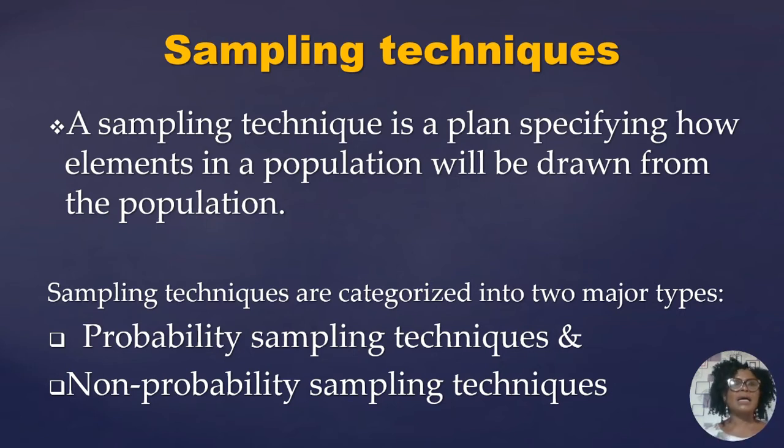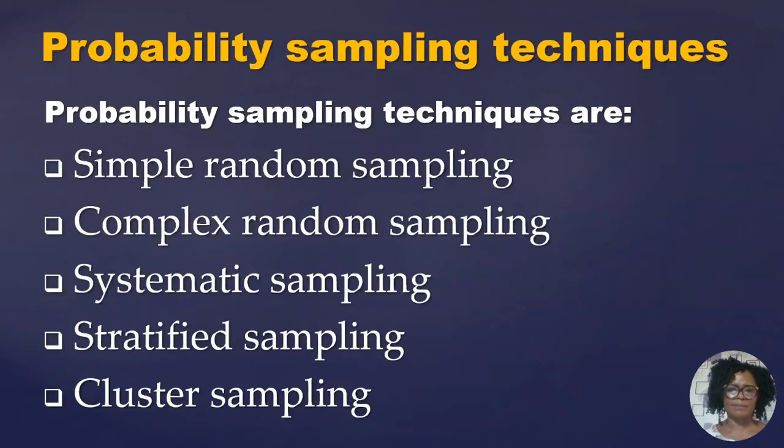But in some other cases, there are times you may not be able to apply probability sampling techniques due to circumstances. In that case, you have to apply a non-probability sampling technique. You're still going to get a good result, but the generalization cannot be as good as when you use probability sampling techniques. Let us look at probability sampling techniques. There are so many of them.